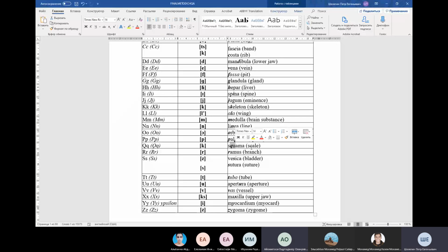R is the next consonant, and it's better to do the vibrating R instead of the English R. So the branch in English will be ramus in Latin. Ramus. Correct. Don't do the English R. Ramus. Yep.